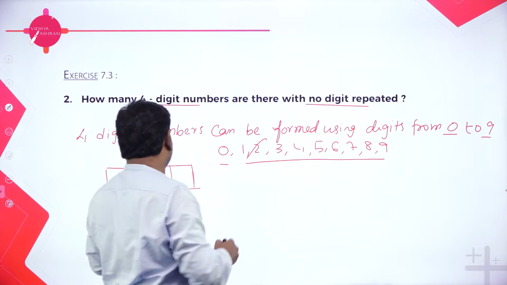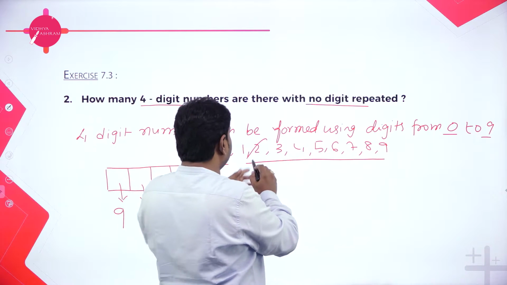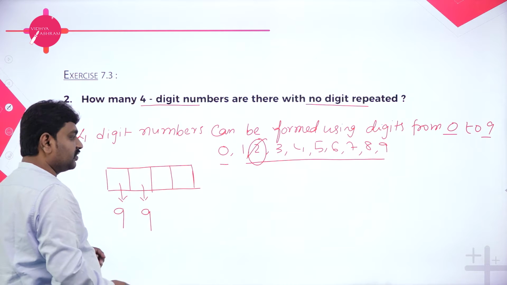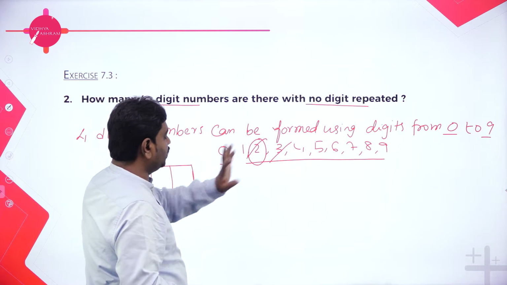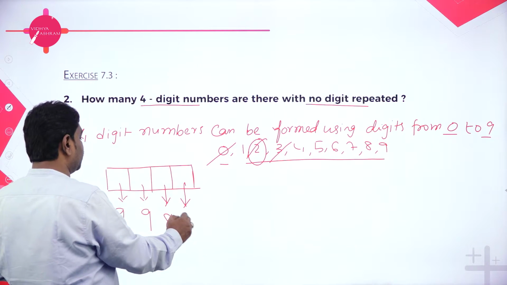So now in second place I can fill 0. So total again we have, including 0, after you remove one number, still you have 9 numbers. Second box can be filled in 9 ways. So any one number you will fill. So now you have 8 ways. After you fill any one number, here you have 7 ways.